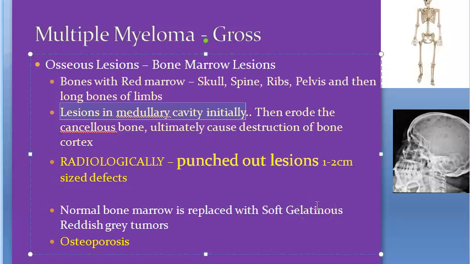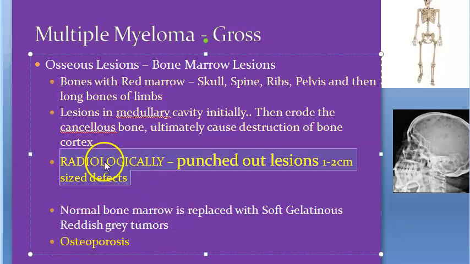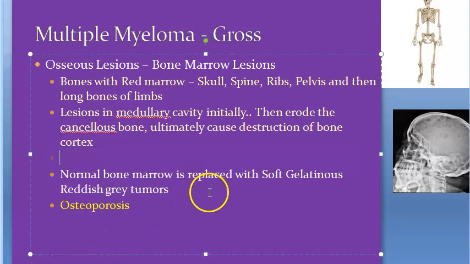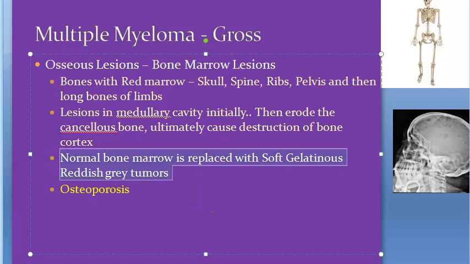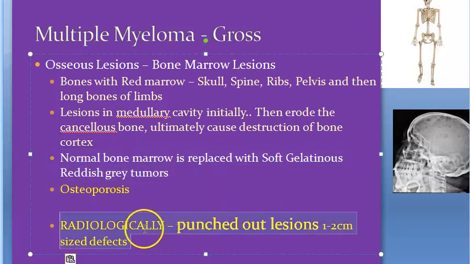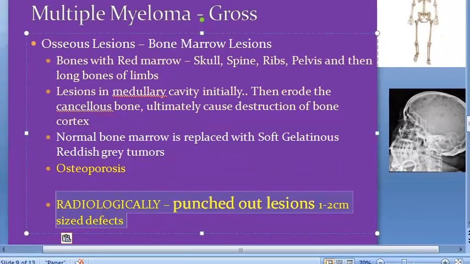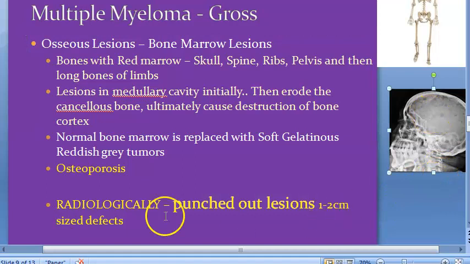Then they will start eroding the cancellous bones and they will cause destruction of the bone cortex also, right? From the center, it's going outward, you can understand. That's why the bone becomes osteoporotic and hence there will be pathologic fractures. Now, the normal bone marrow goes on getting replaced with some tumor cells. In the radiology, you will be able to see punched out lesions. You should say punched out lesions. Like here you can see 1 to 2 centimeter size defects. Punched out lesions will be there.